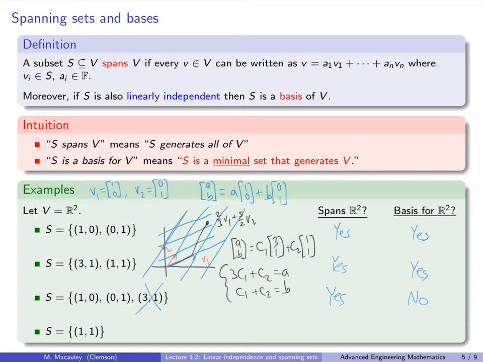And our last example is the singleton set 1, 1. So this, geometrically, it lies right here. It spans a subspace. It spans a line. It generates this line. But it will not generate R2. So it does not span R2. And because it does not span, it cannot be a basis.